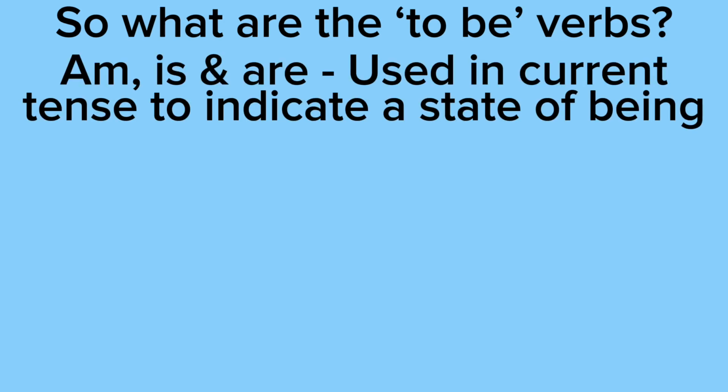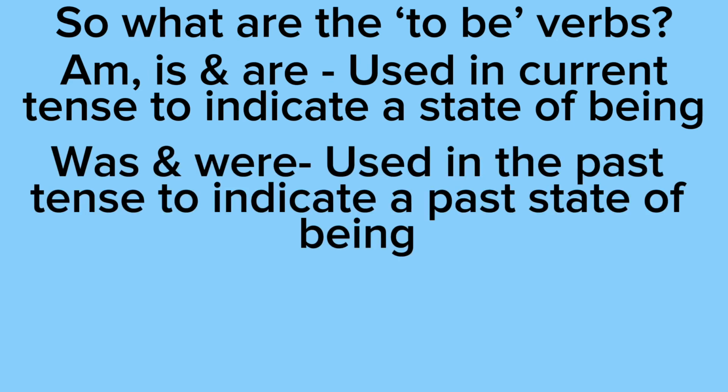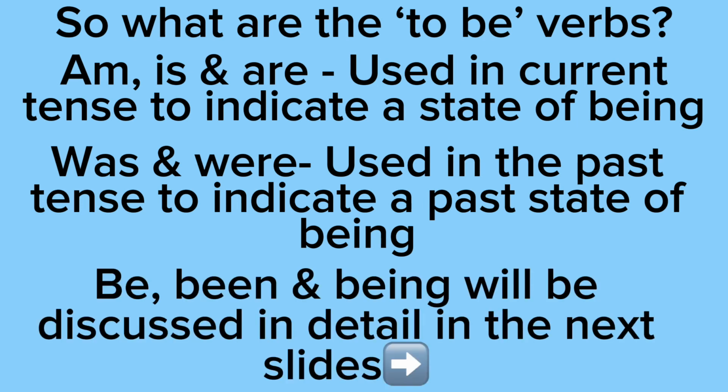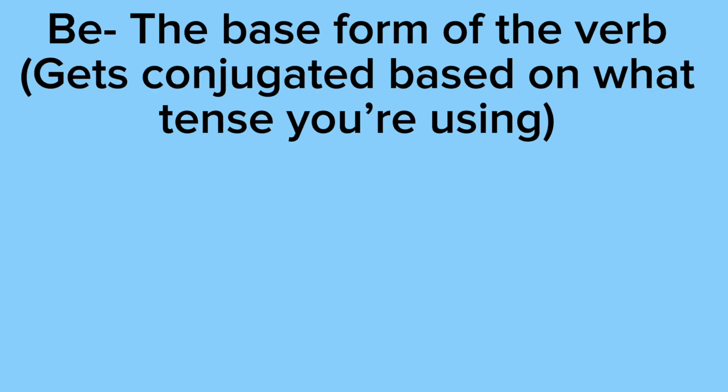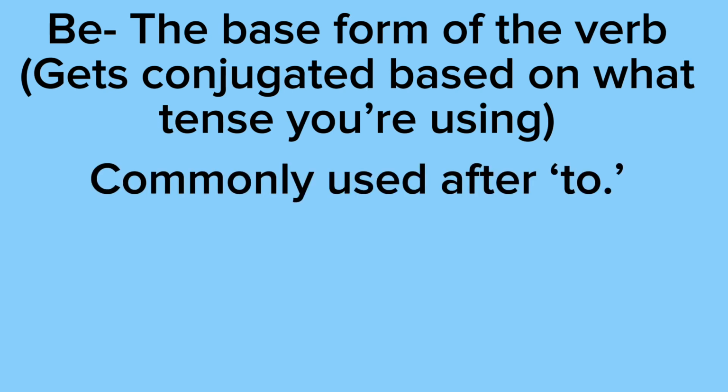Am, is, and are used in current tense to indicate a state of being. Was and were are used in the past tense to indicate a past state of being. Be, been, and being will be discussed in detail in the next slides. So be is the base form of the verb, gets conjugated based on what tense you're using. It's commonly used after to.